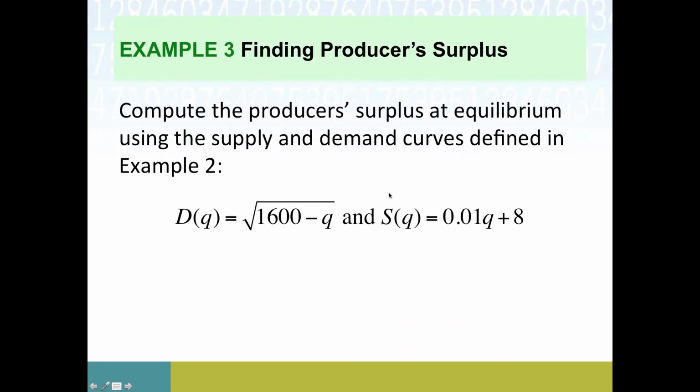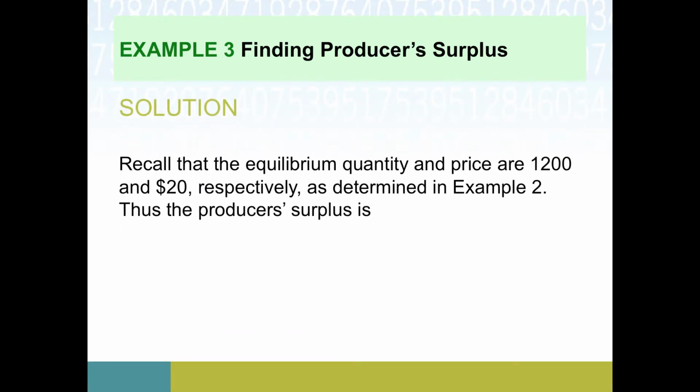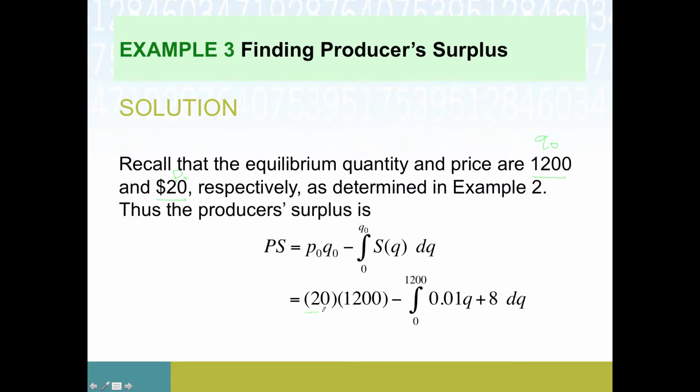So let's try an example. We'll borrow our same functions from example 2. So here are our demand and supply curves. We're still going to work at market equilibrium, and then we're going to investigate the producer surplus. Just so we don't reinvent the wheel, we're going to borrow some of our values from the previous exercise. In particular, here was our Q naught, and $20 was our market equilibrium price. And so our producer surplus is going to start with the formula we were just handed, and then we're going to plug in some of these values. No big surprises there.